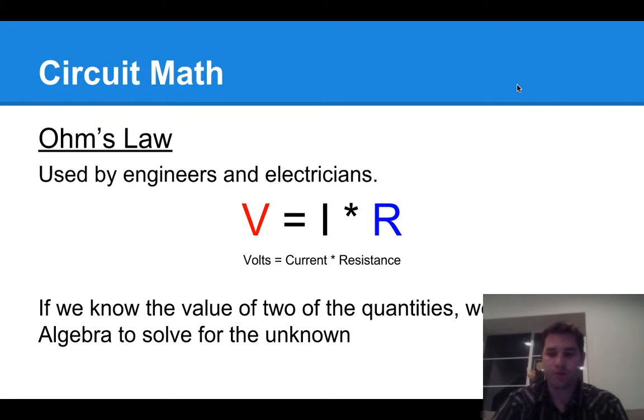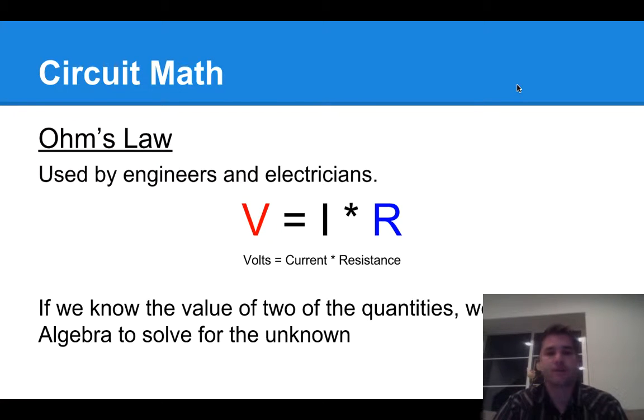Okay, so those were the three vocabulary words that we're going to use. And now I'm going to talk to you about how we can apply those vocabulary words to some math. There was this genius named George Ohm who came up with a law that relates volts, current, and resistance, and he found that those three variables were all in proportion to each other. Pretty impressive. So Ohm's law is used by engineers and electricians every day when they're doing anything involving electricity.